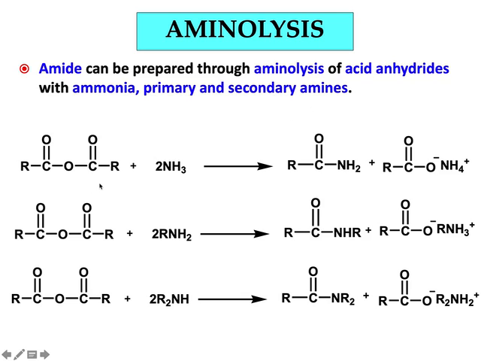Acid anhydride reacts with ammonia or secondary amine. So the product depends on the type, the classification of amine.